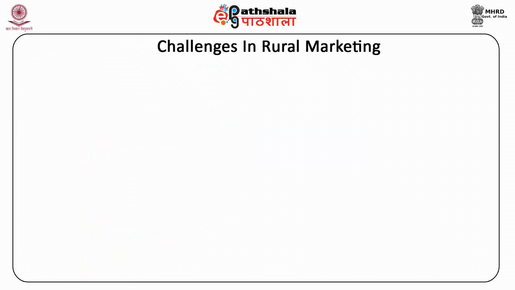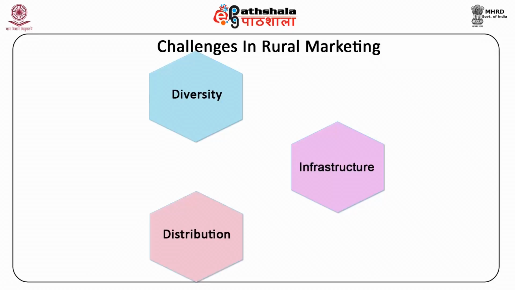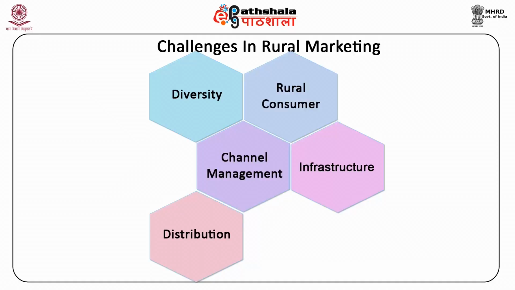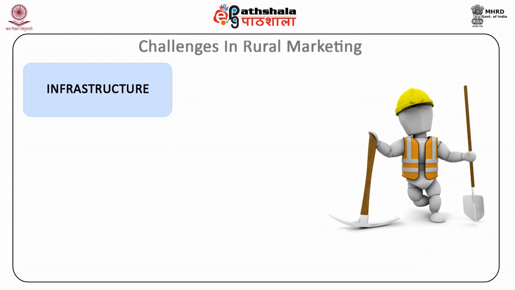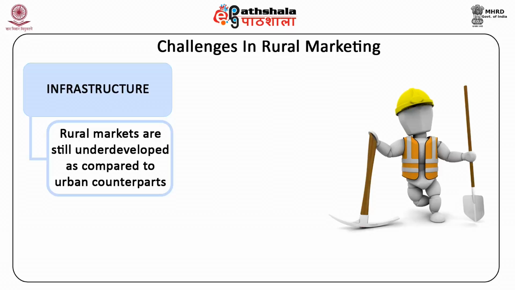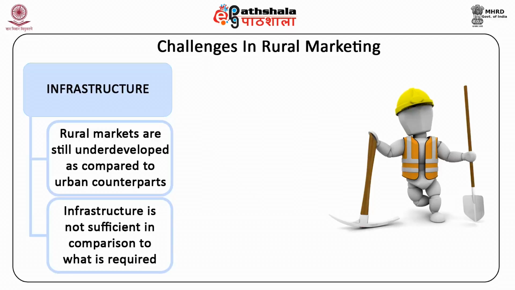Now we will look at the challenges faced in rural marketing, which are infrastructure, diversity, distribution, channel management, rural consumer, and promotional behavior. First challenge faced by rural marketing is infrastructure. Although development is taking place in rural areas, rural markets are still underdeveloped as compared to the urban counterparts. Infrastructure is not sufficient in comparison to what is required, and a number of people are still below the poverty line.